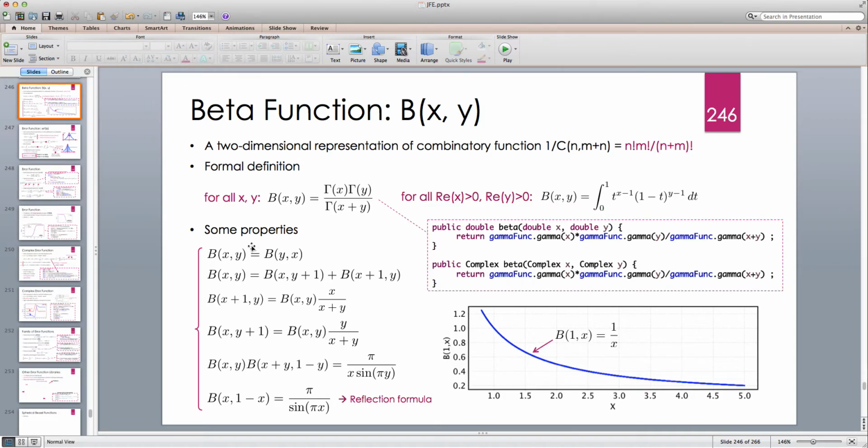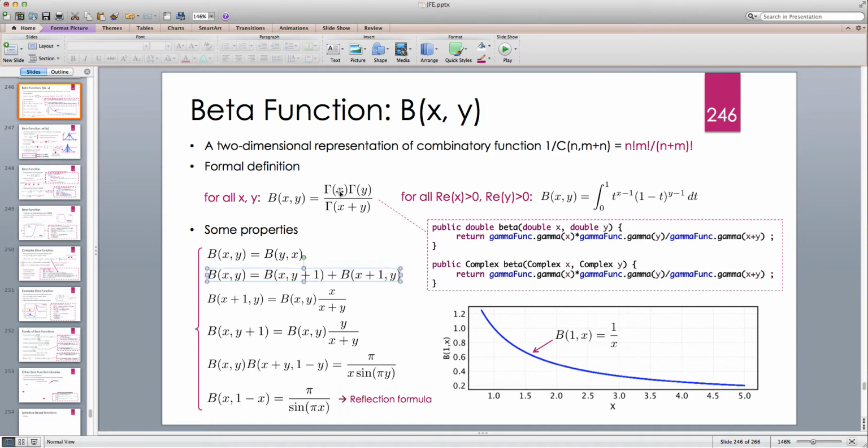All right? And this beta function has some very interesting properties. First of all, x and y, you can exchange the position. So beta of x and y is equal to beta of y and x. This is just by definition, right? This multiplication and this summation. But beta of x and y, you can write it as beta of x and y plus 1 plus beta of x plus 1 and y.